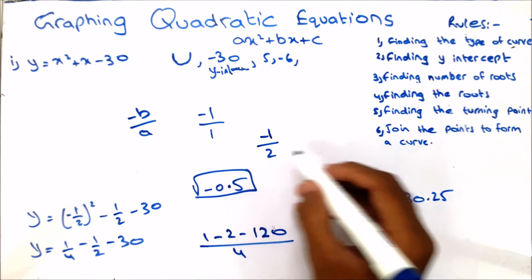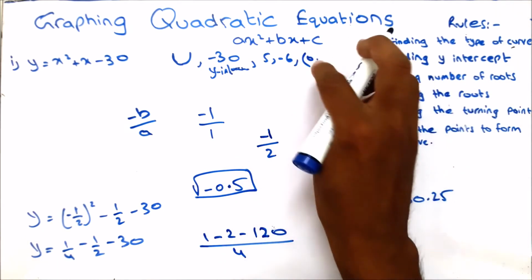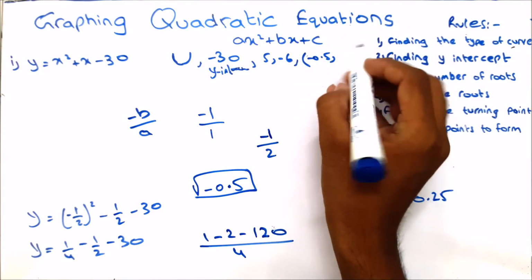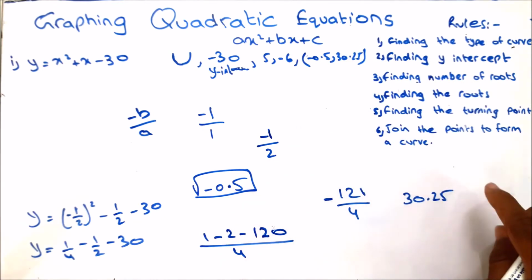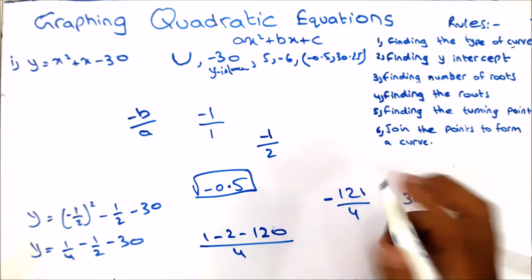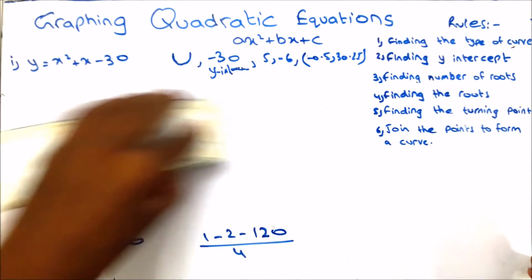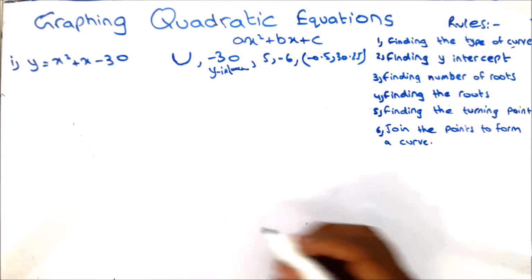Okay, now we have our turning point as well. Our turning point is minus 0.5, minus 30.25. That's the turning point, and the last step is to join all the points to form a curve. So now let's draw our x and y axes to graph it.